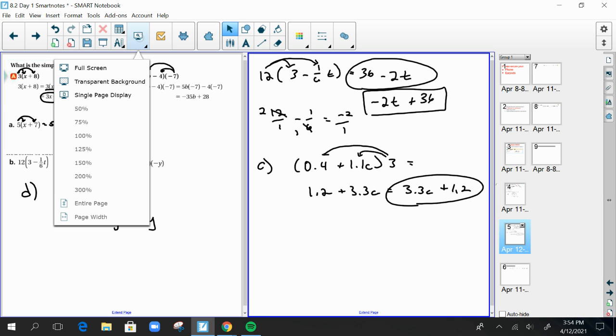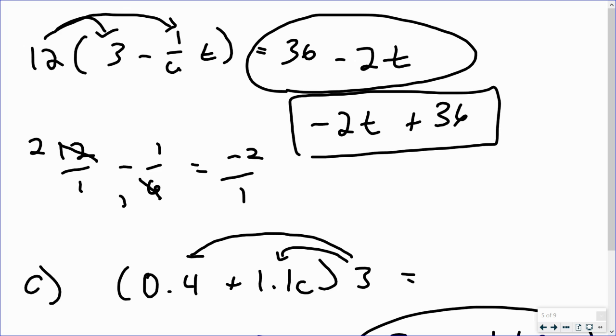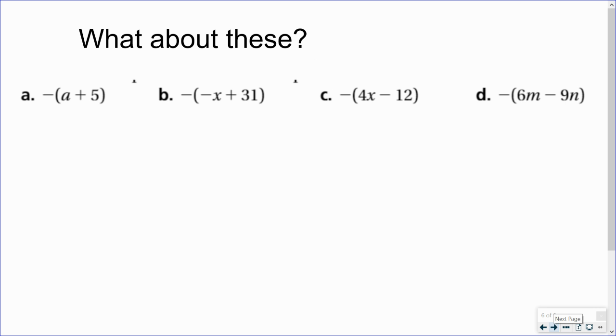I'm going to get back to a single page. Makes those things huge, doesn't it? Okay. Now, what happens here when I multiply a negative times this? Well, I like to put a 1 right here because I don't want to get confused. Now it's the same thing. Negative 1 times a is negative a. Negative 1 times positive 5 is negative 5. Again, put that 1 in there. Negative 1 times negative x is positive x. Negative 1 times 31 is negative 31.